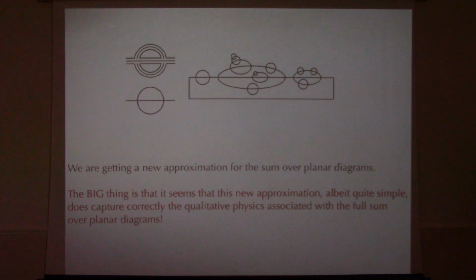It's more complicated graphs maybe than what we're used to, but it's very simple yet. I mean, we can sum them up, write closed equations for them. Albeit they are simple, it looks like they do capture correctly the qualitative physics associated with the full sum over the planar graphs. So this is the outstanding new idea: that we're getting an approximation to the sum of the planar graphs, which, albeit simple, captures the physics associated with the full sum of the planar graphs. If true, we can go very far with this idea.